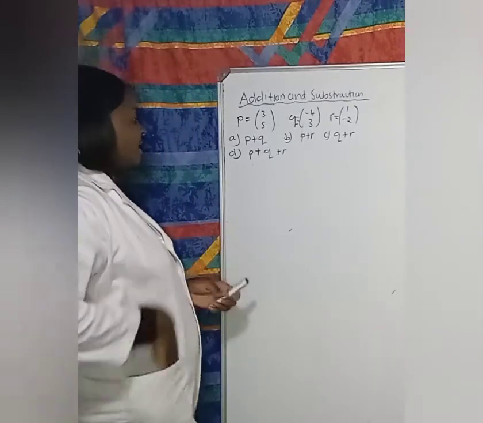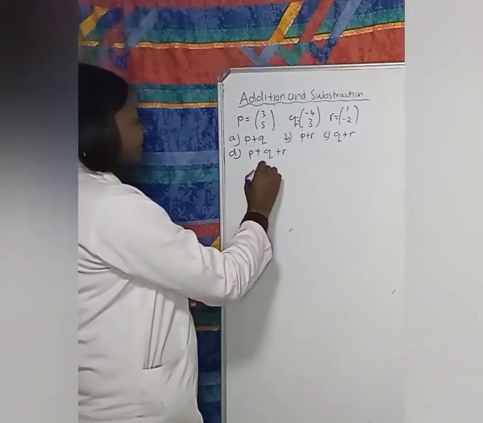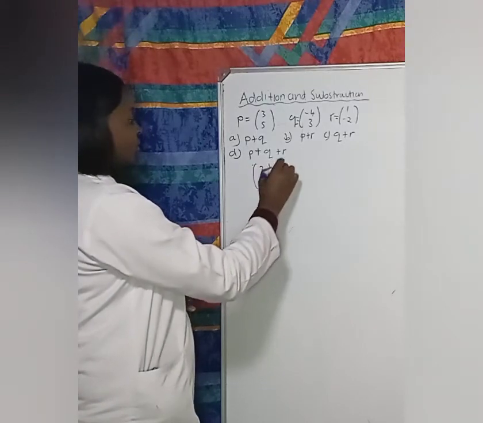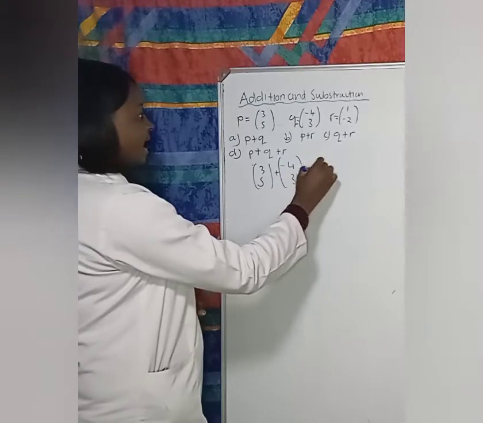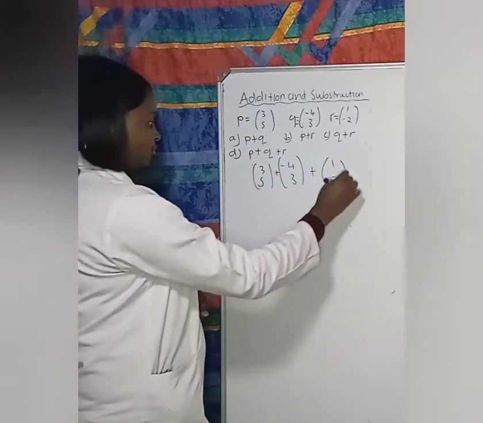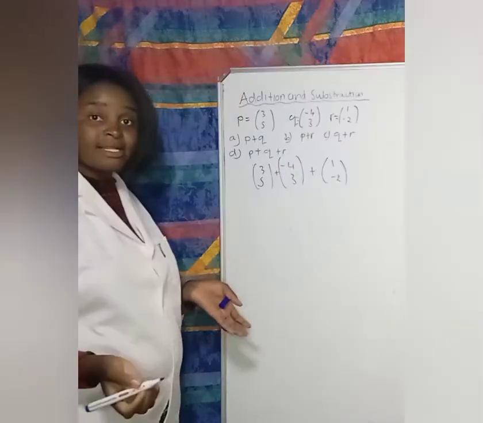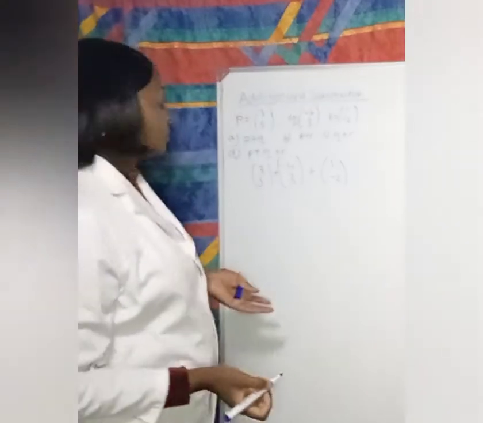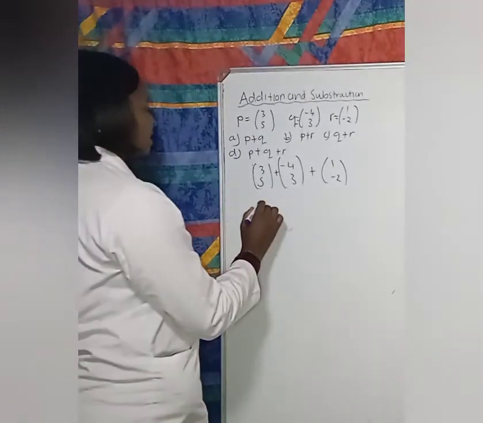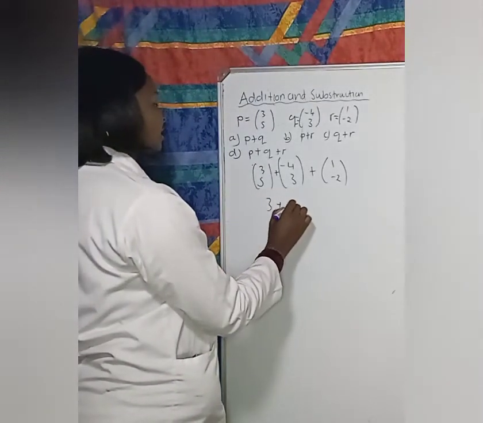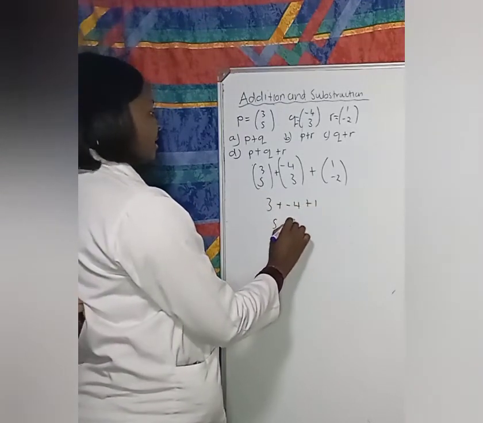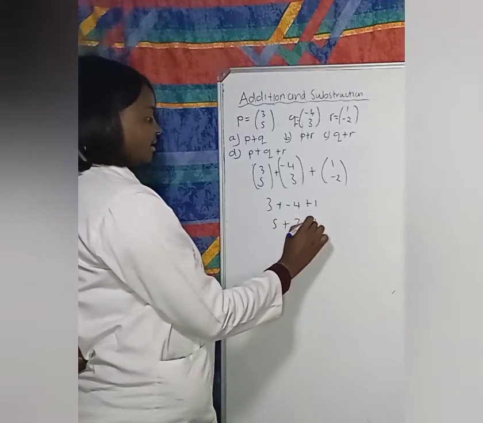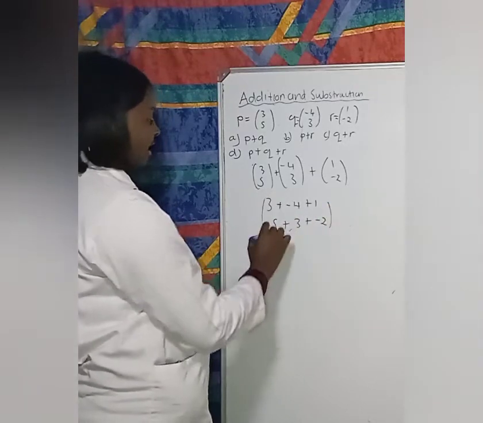Okay, P plus Q plus R. P is (3, 5). Q is (-4, 3). And then R is (1, -2). Okay, it's very easy. We're going to add according to position, right? So we're saying 3 plus -4 plus 1, and then 5 plus 3 plus -2, like that.